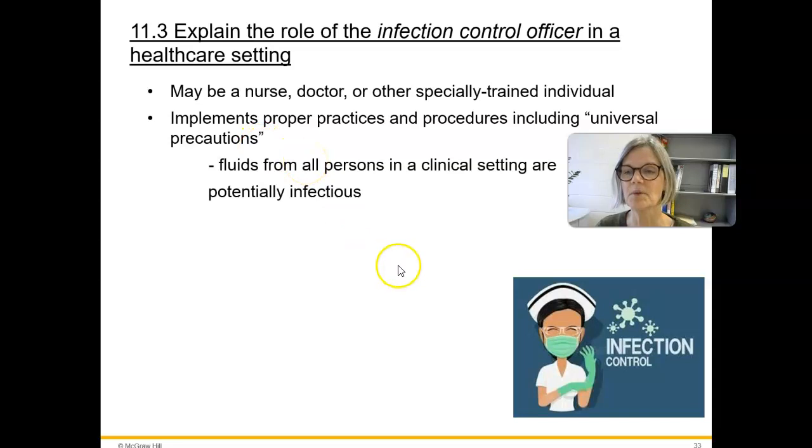Now, I know in nursing you talk about universal precautions, and what that means is fluids from all persons in a clinical setting are potentially infectious. You don't know the status of every patient that you have. You don't know if they have any kind of infection. So the idea is you treat the fluids from all persons as if they are infected. So you try to avoid contact with one person's fluid with another person or with yourself. So that's what we call universal precautions. And so the infection control officer is going to be involved in implementing those universal precautions.